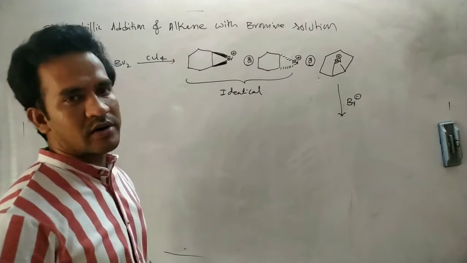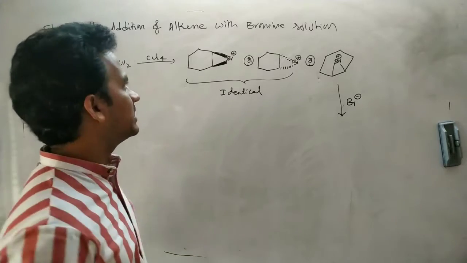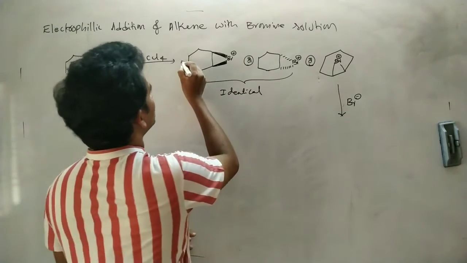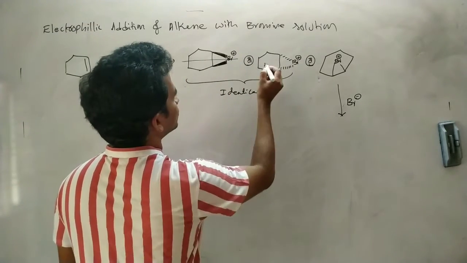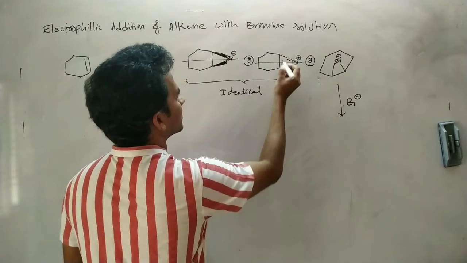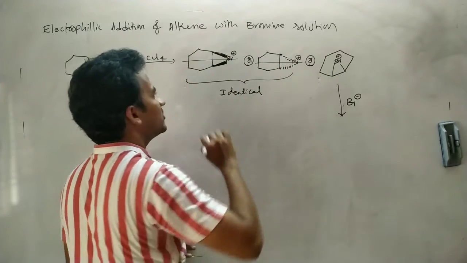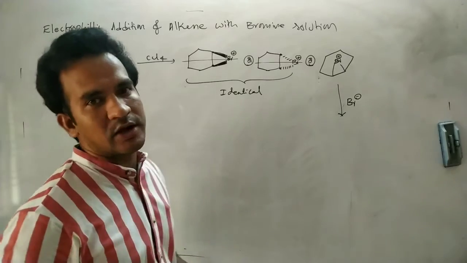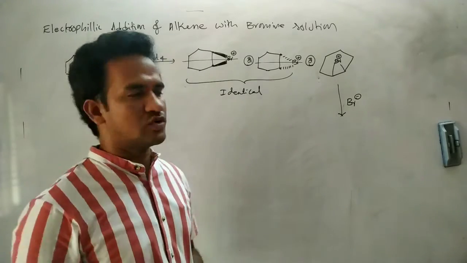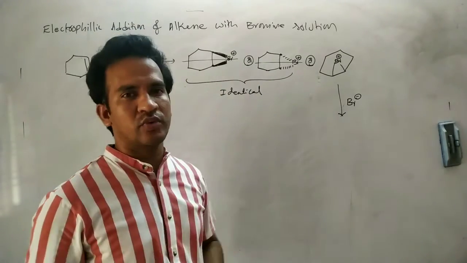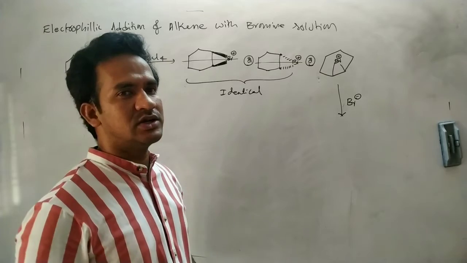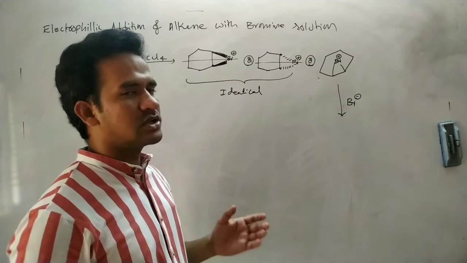Of course, these two are identical. Why are these two identical? Because of the plane of symmetry, it is optically inactive. It has chiral carbons. A compound with chiral carbons but optically inactive is called a meso compound. So it is a meso compound. These two meso compounds are identical. Of course, we know that these are homomers.